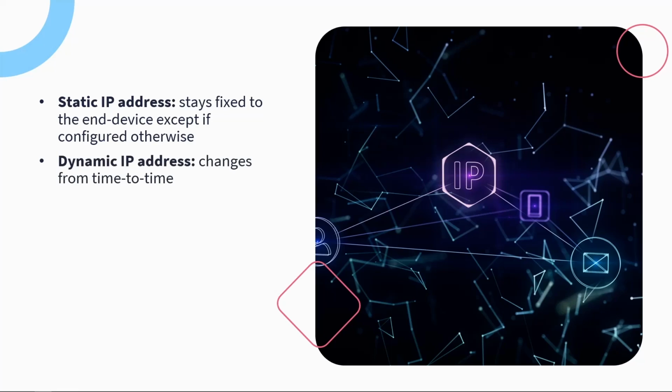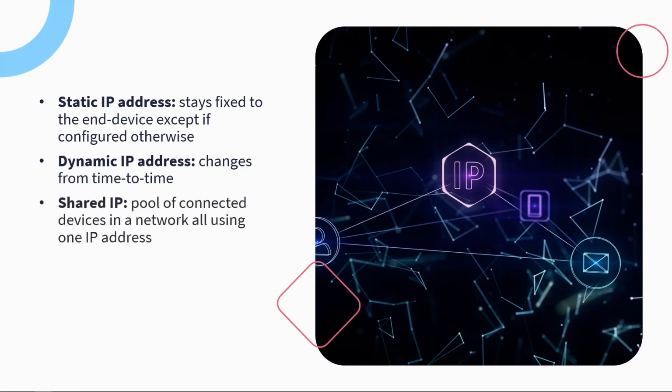Then a dynamic IP address. Now, the IP address is bound to change from time to time, particularly when an IP address has been issued by a DHCP server with a lease time. When this expires, a new IP address will be issued to the end devices. Next, a shared IP address. Now, this is like a pool of connected devices in a network where they all use one IP address for their connection. A good example will be hosting of web pages on a server. Website owners are able to host their site on a shared IP without ever being affected by another site hosted on the same server.